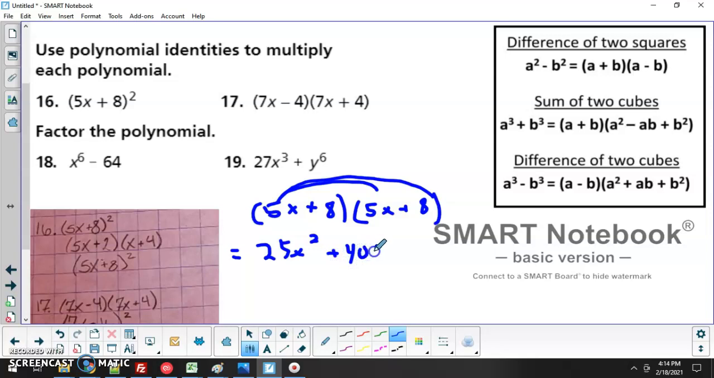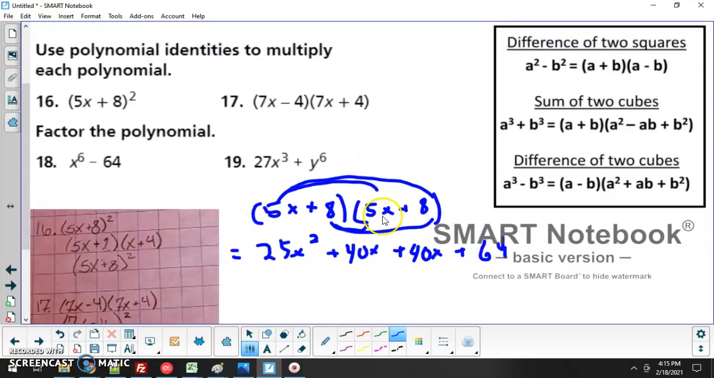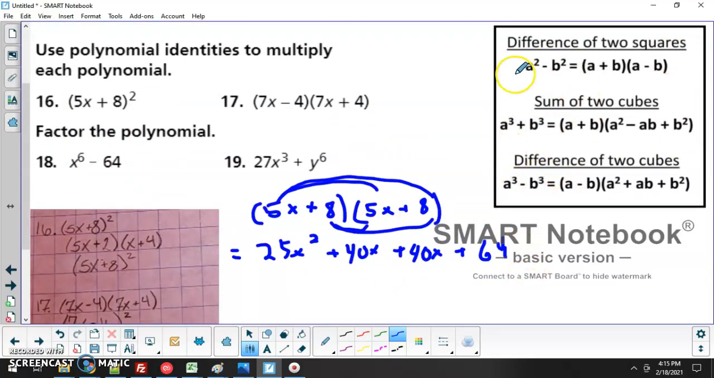Okay, and now notice here when we do the inside, you get another 40x. Okay, so the outside and the inside actually are the same thing here. And then the last term is 8 times 8 is 64. Okay, and then you'd want to combine these two like terms for your final answer. But there is a shortcut identity, and it's not one of these three.